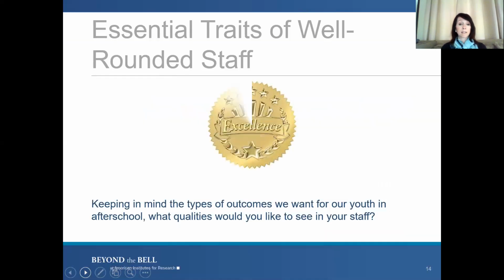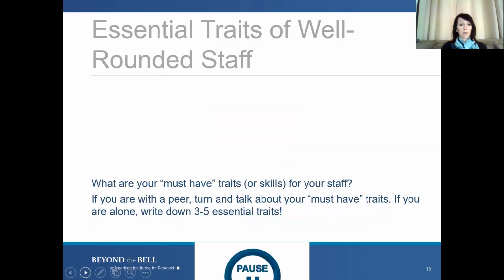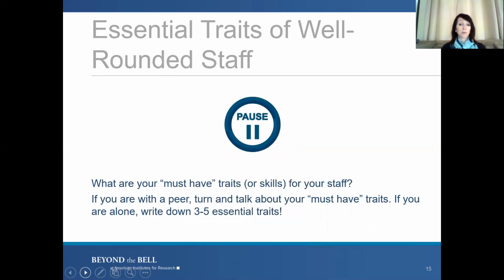Keeping in mind the types of outcomes that we want for our youth and after school, what qualities would you like to see in your staff? What are your must-have traits or skills for your staff? I've done a little research, and on the next slide, I will present you with some things that I found, but I would like you to think about your program and what are your must-have traits or skills for your staff. So I'd like you to take a few minutes here.